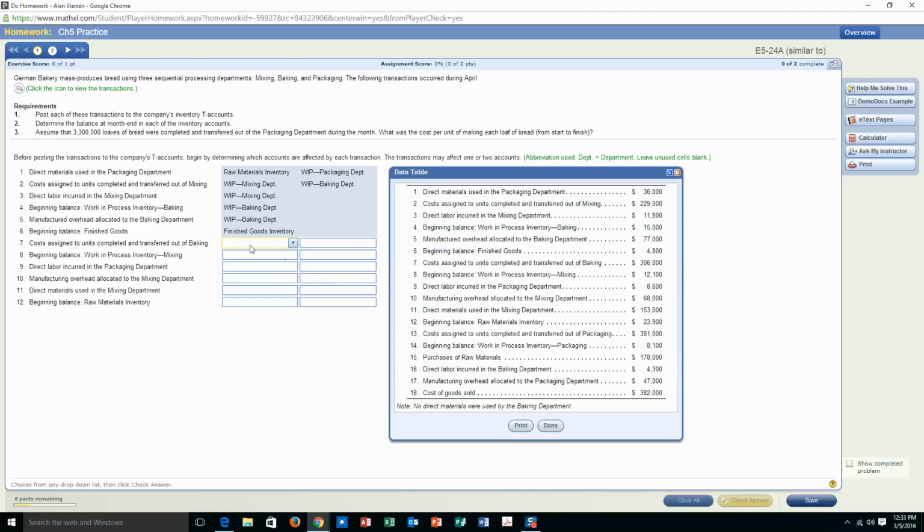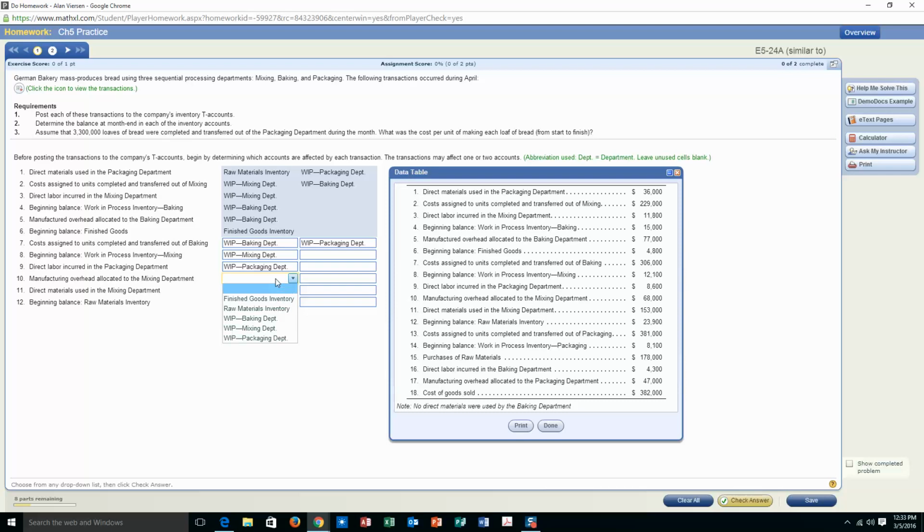The costs are assigned to units completed and transferred out. Because they're completed and transferred out of the baking, it's going to affect the work in process for baking. And it's going to be the work in process going into the packaging department. If it's completed and transferred out, it affects 2 work in process. Beginning balance then for the mixing department, be the mixing, direct labor incurred, the keyword incurred again.